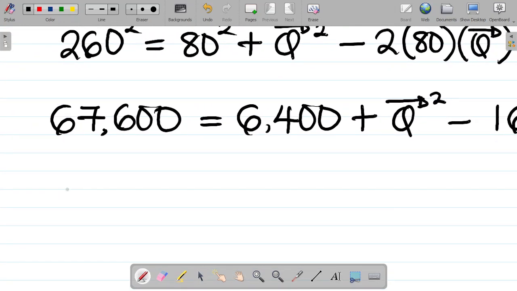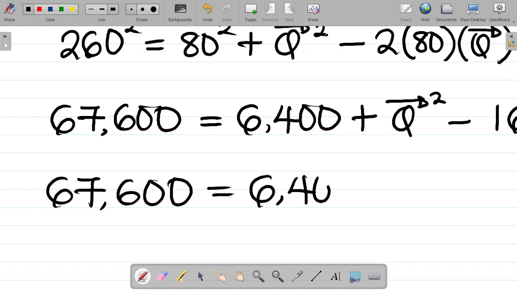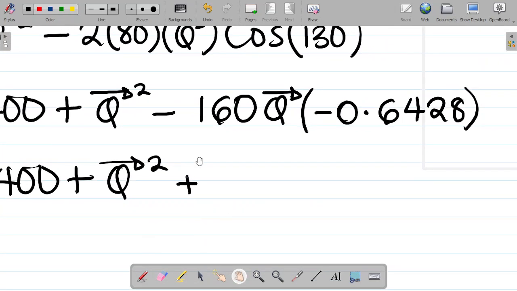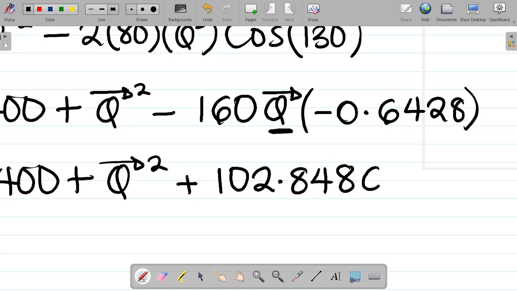Now proceeding with our solving, this becomes 67,600 is equal to 6,400 plus q squared, vector q squared, minus, or that becomes plus, I think. So what we do is just take minus 160 multiplied by minus 0.6428. So let's get that. If you do minus 160 multiplied by minus 0.6428, you have your answer as plus 102.848. Don't forget you have a q here. So I'll bring in the q this way. So I'll have this plus 102.848 q.